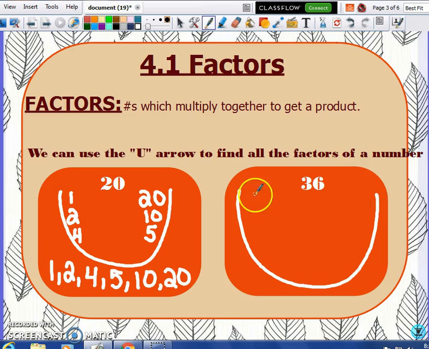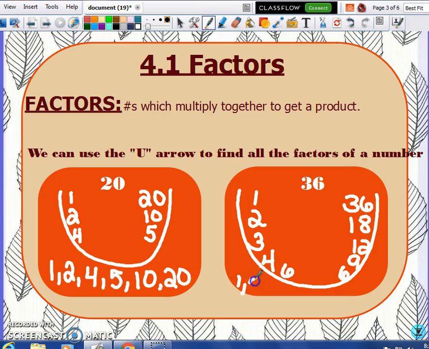So let's try 36. 1 times 36 are 2 factors. 2 also goes in 18 times. 3 goes in 12 times. 4 goes in 9 times. And 5 doesn't go in. There's no 5 or 0 at the end. 6 times 6 is 36. And now we're starting to repeat our numbers on both sides, so we are done.